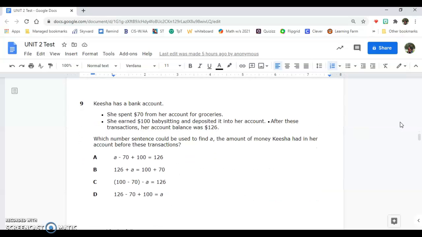Number 9. Keisha has a bank account. She spent $70 from her account for groceries. She earned $100 babysitting and deposited it into her account. After these transactions, her account balance was $126. Which number sentence could be used to find A, the amount of money Keisha had in her account before the transaction?